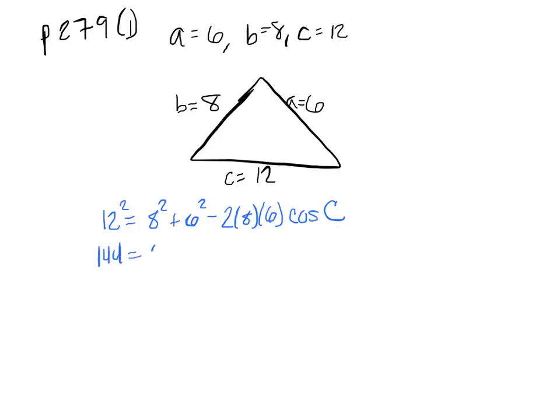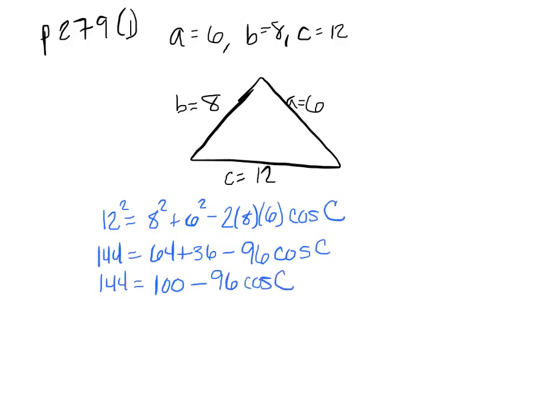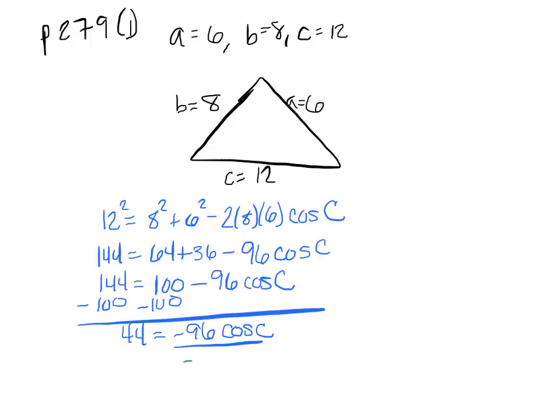144 equals 64 plus 36 minus 96 cosine of C. 144 equals 100 minus 96 cosine of C. Do not subtract 196. We're going to move the 100 over, right? 96 is attached to cosine. Okay, and I'm trying to get cosine by itself, so I'm going to divide by negative 96.